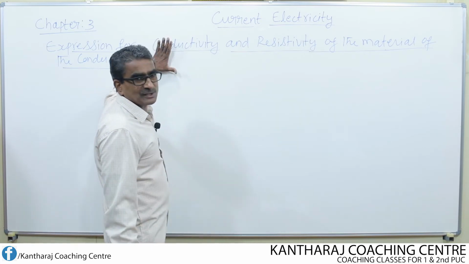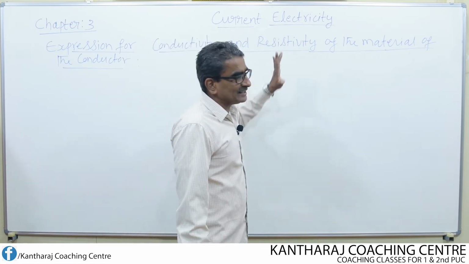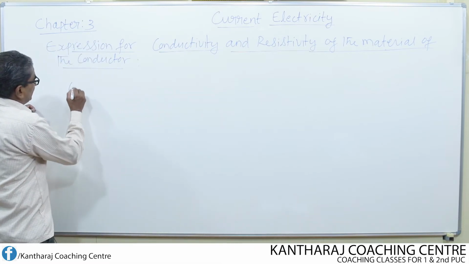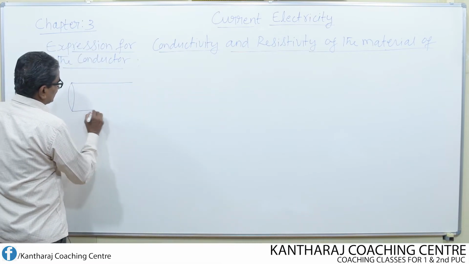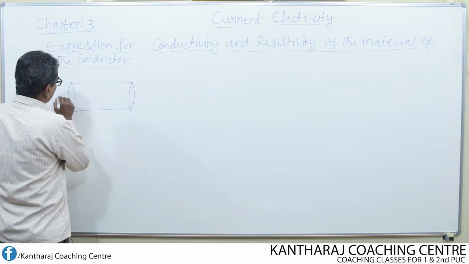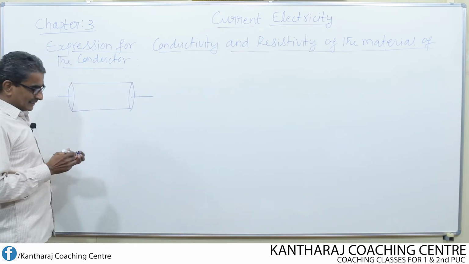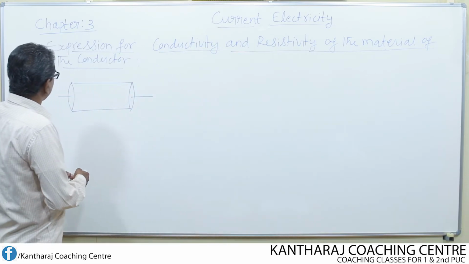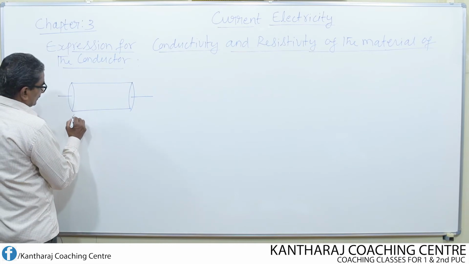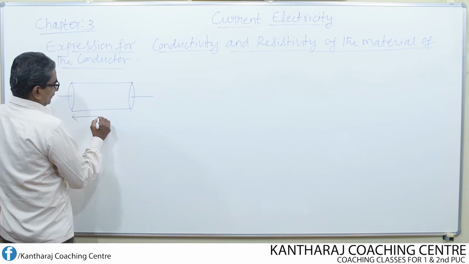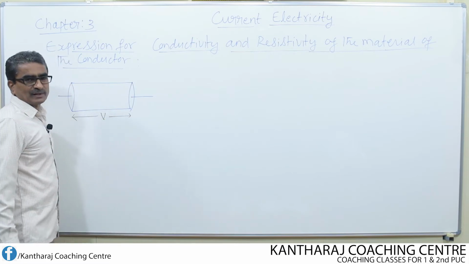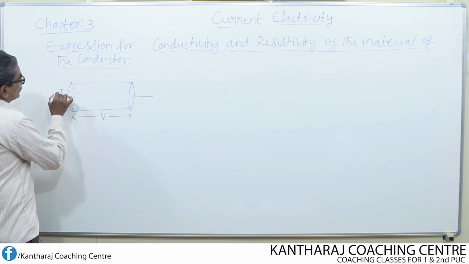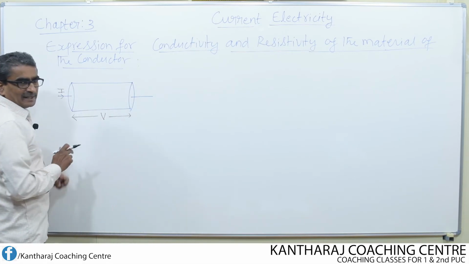Now let us derive an expression for the conductivity and the resistivity of the material of the conductor. Once again, as I explained in the previous class, let's consider one metallic conductor. So this is one metallic conductor. Let V be the potential difference applied between the ends of the conductor. As a result, some current flows through the conductor from one end to another end.